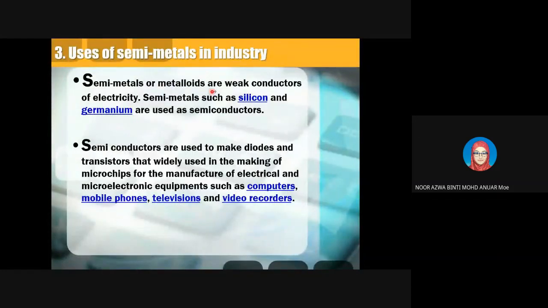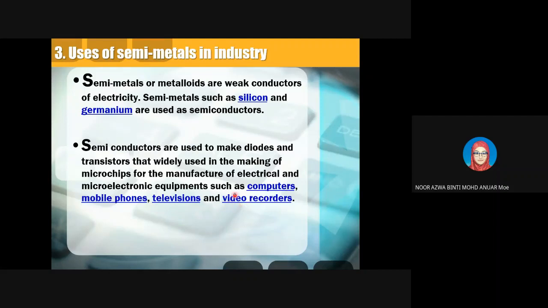Semi-metals are metalloids, are weak conductors of electricity. Dia weak, lemah ya. Semi-metals such as silicon and germanium are used as semiconductors. Semiconductors are used to make the diodes and transistors that are widely used in the making of microchips for the manufacture of electrical and microelectronic equipments such as computers, mobile phones, televisions and video recorders.